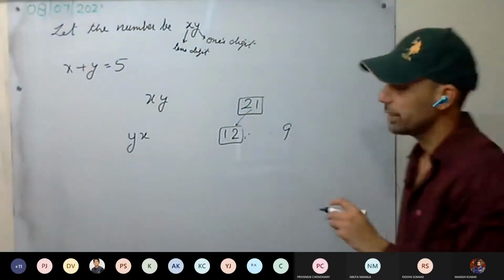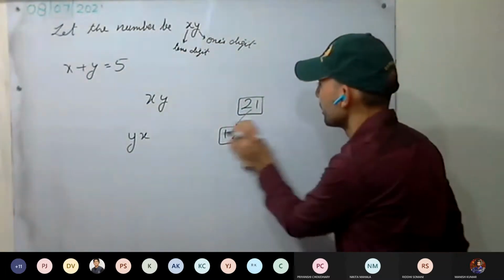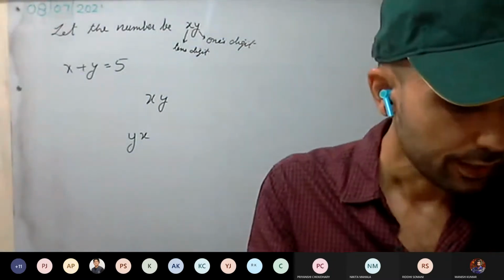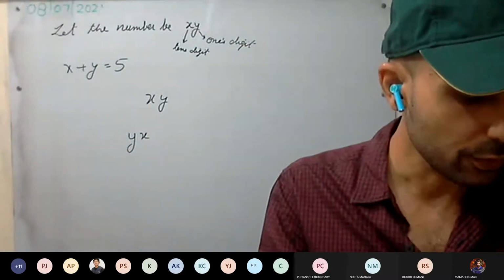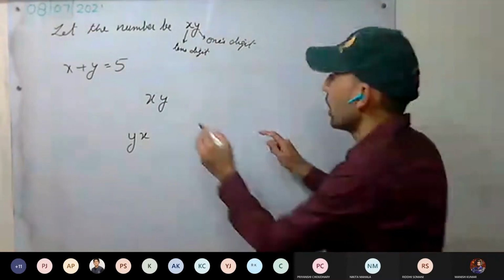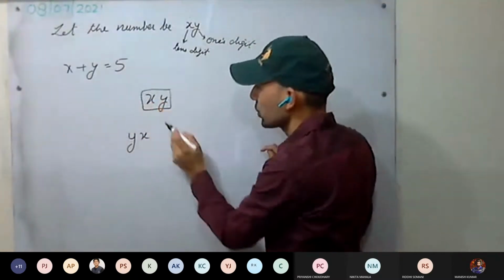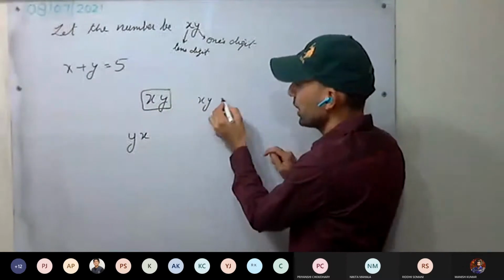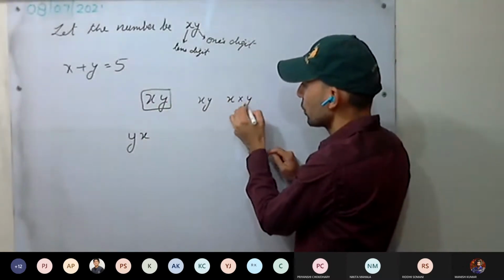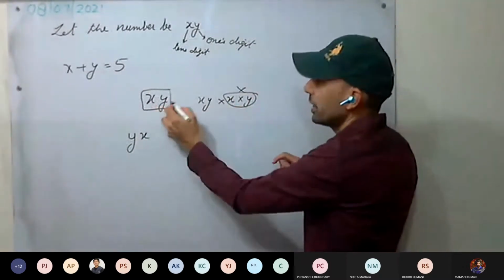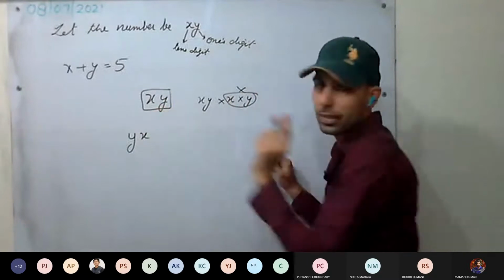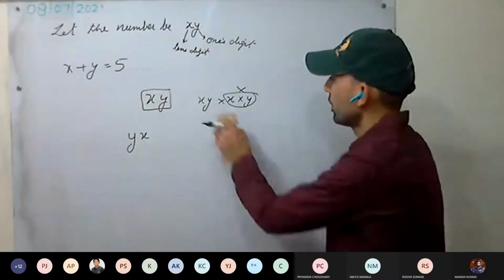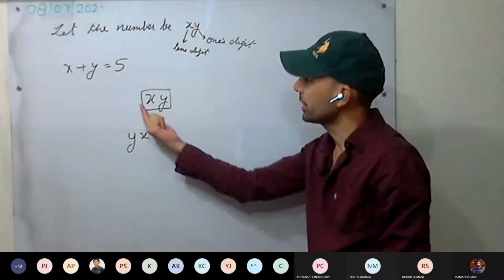Okay. So according to the question, if the digits are reversed, the number is reduced by 27. Earlier the number was this one, and I'm representing the number like this, xy. It's not multiplication. xy is not x into y. Remember this. They are the digits of the number, so I'm representing them in squares. It is representing a number.